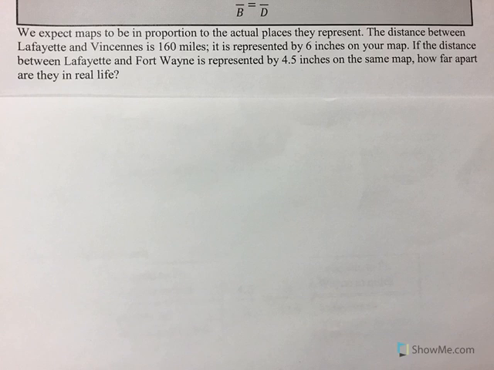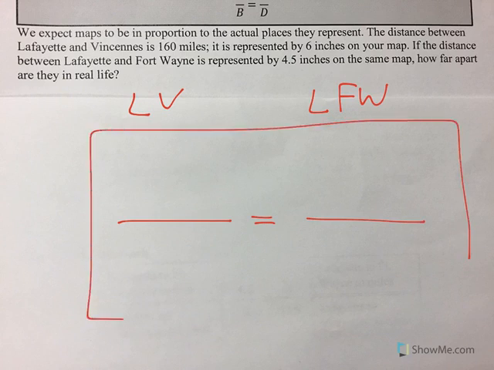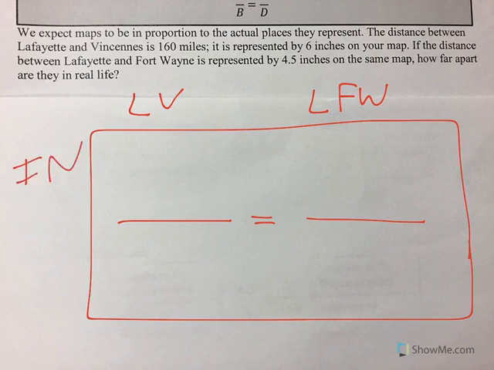Now, when I read a story problem, my first thing that I want to do is think about what we're talking about. Now, we're doing a comparison here, and a comparison basically is a proportion. So we're comparing Lafayette to Vincennes compared to Lafayette to Fort Wayne, right? These are the two pieces. So when I'm thinking about my proportion, my left ratio is all about Lafayette to Vincennes, my right ratio is all about Lafayette to Fort Wayne. And I'm also talking about inches compared to miles.